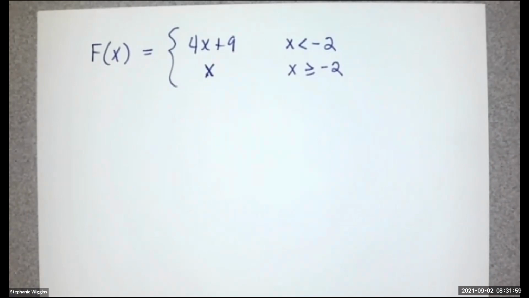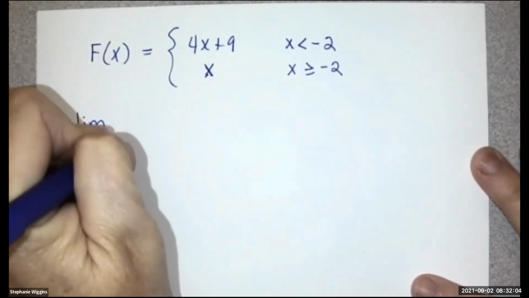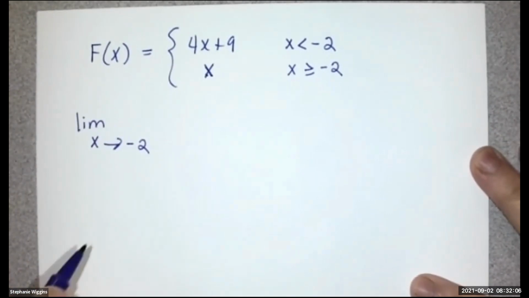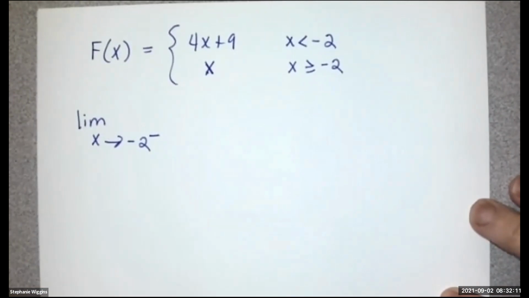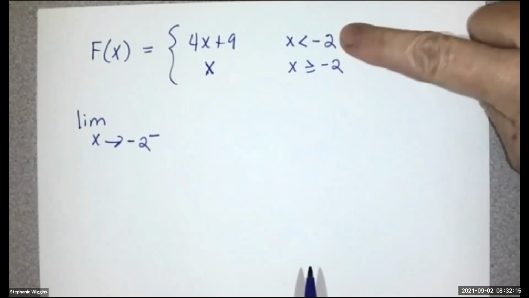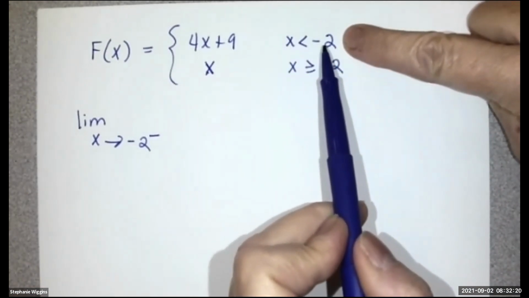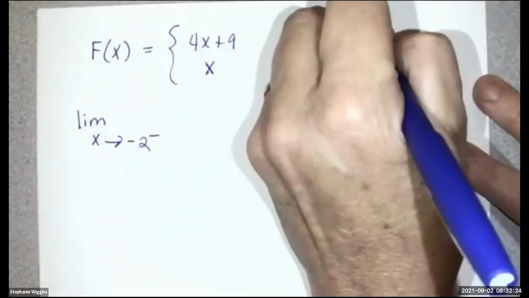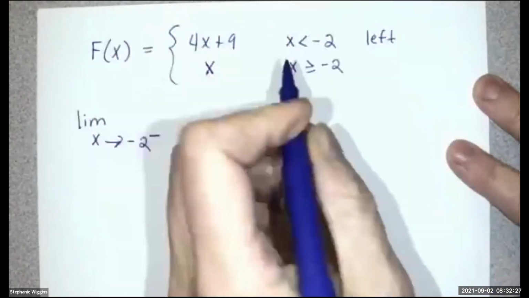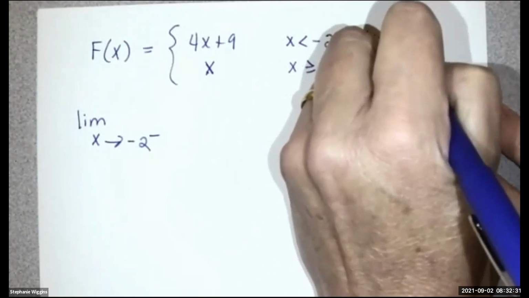So when you're calculating the left-hand limit, we're approaching -2 from the left. You have to decide which one is the left-hand side. Obviously that's this one here, because x is less than -2, so it's on the negative side of -2. And when x is greater than or equal to -2, that is the right.